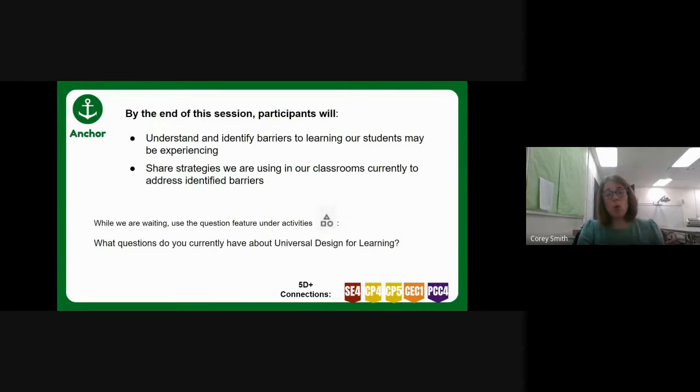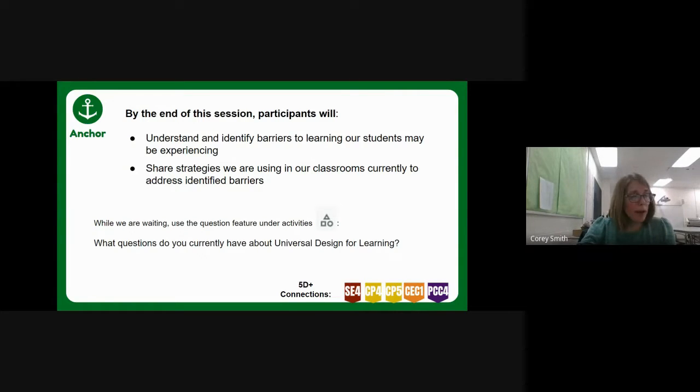So our goals for today is by the end of the session, you all will be able to understand and identify barriers to learning that our students may be experiencing. And we are going to have the opportunity to share strategies that we are currently using in our classroom to address those identified barriers.